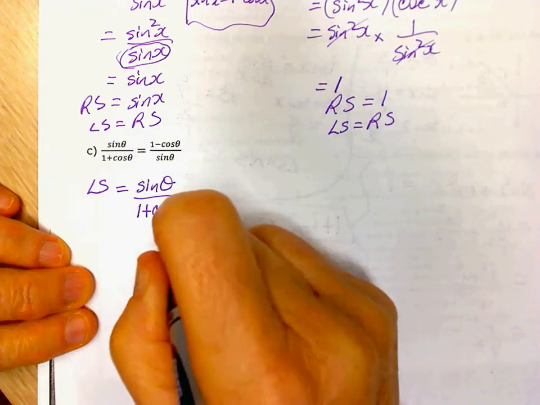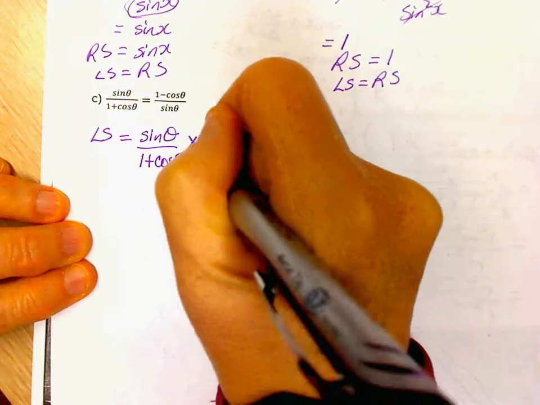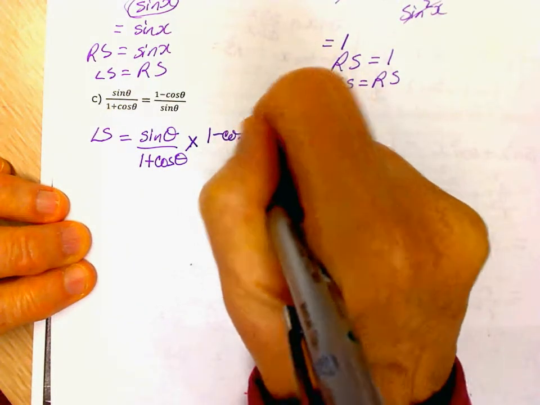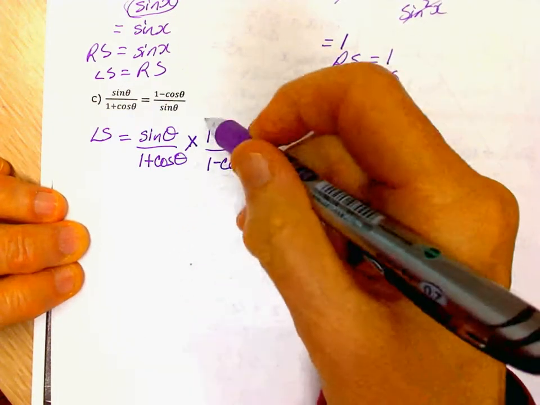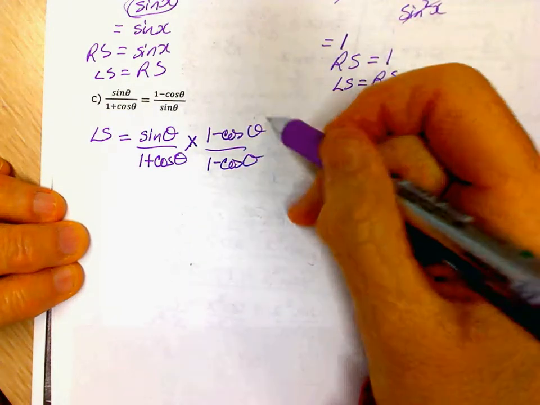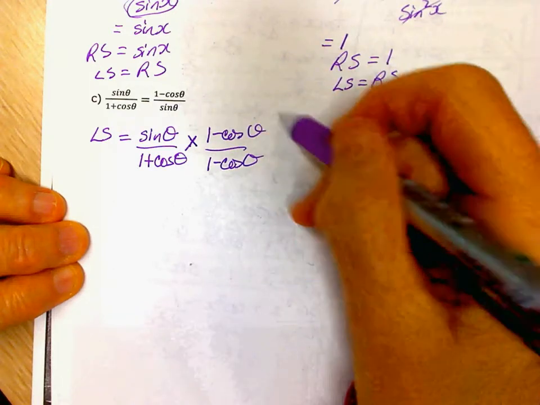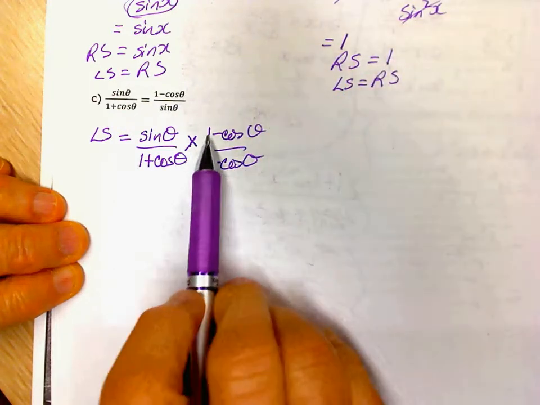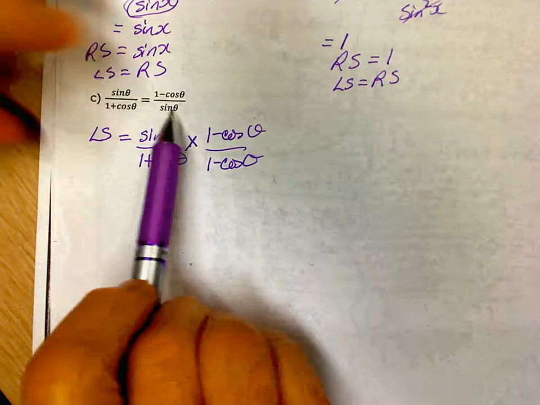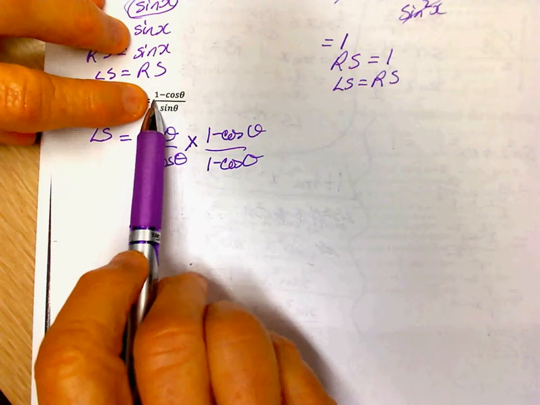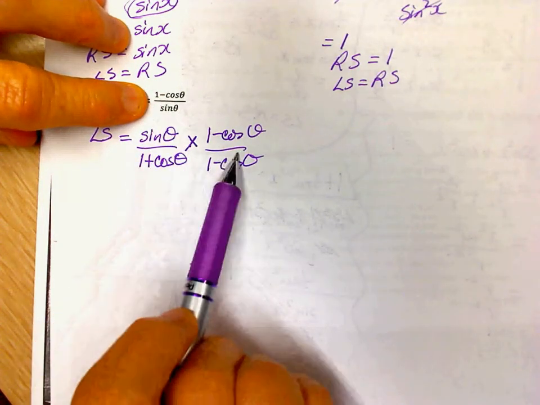I'm going to multiply this by 1 minus cos theta over 1 minus cos theta, because this in effect is multiplying by 1, so I'm not changing anything. And I'm multiplying by 1 minus cos theta over 1 minus cos theta just because I see a 1 minus cos theta on the right-hand side, so that gives me a hint as to what to multiply it by.